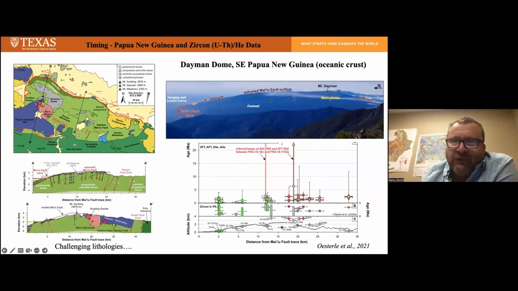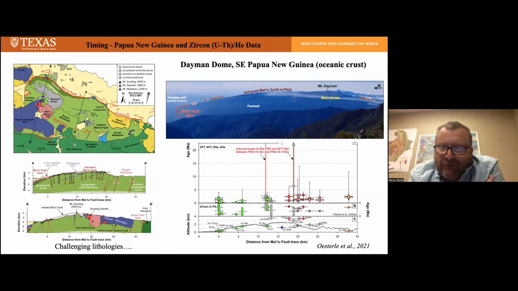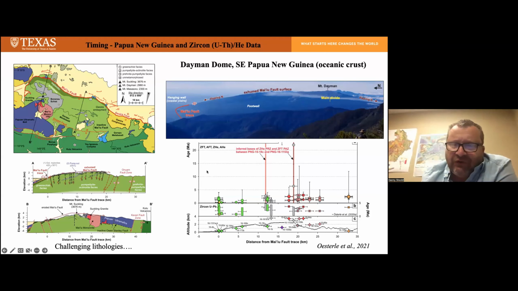You see this beautifully exhumed Pliocene dome that's corrugated. You have a low-angle normal fault. In this case, the footwall is mostly made out of basalts and gabbros. And so what you see down here are zircon uranium-thorium-helium ages that go from 0 to about 4 million years. Again, you can see that they get older from left to right as you go up dip along the low-angle normal fault.